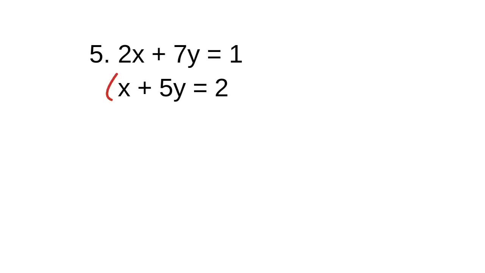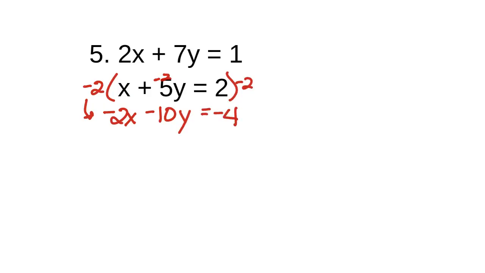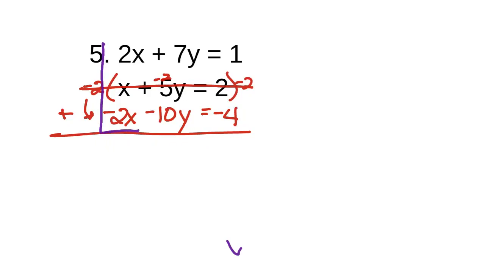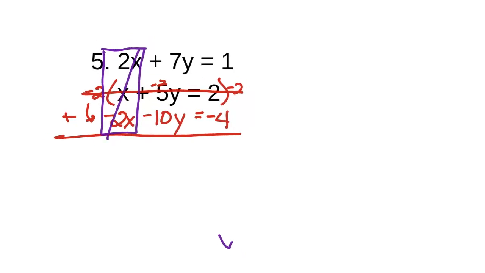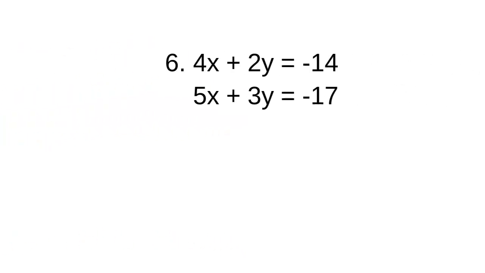Yeah, I would probably do that too. Multiply the bottom by negative 2. That gives you negative 2x. Negative 2 times 5 is minus 10y, and 2 times negative 2 is negative 4. Add them together. I'm going to put a line through here. And here you've got your two opposites. So those would cancel out. Very nice. And the last one.